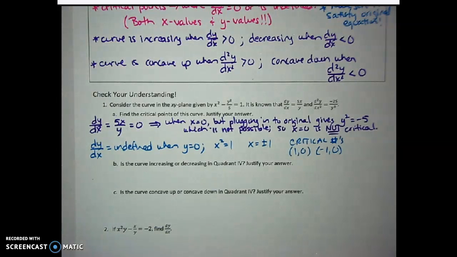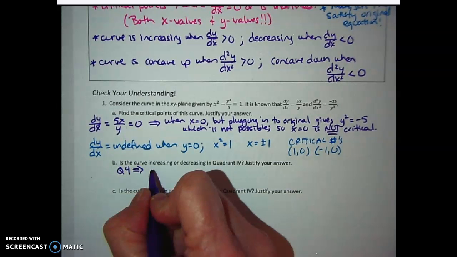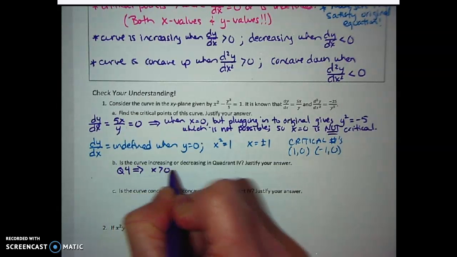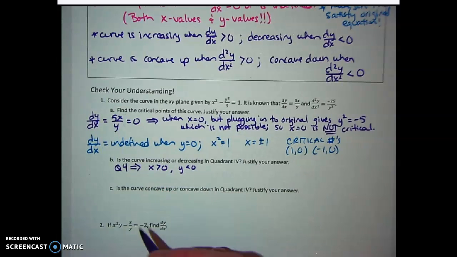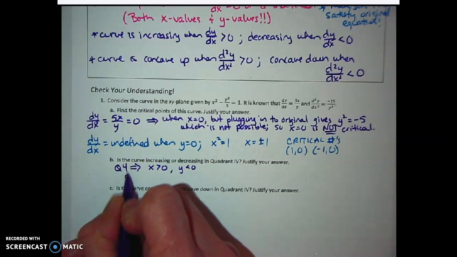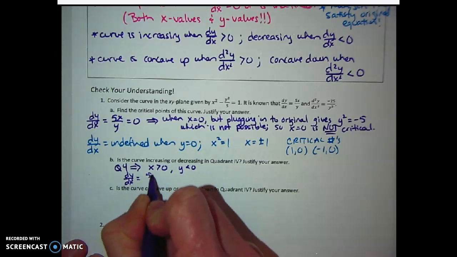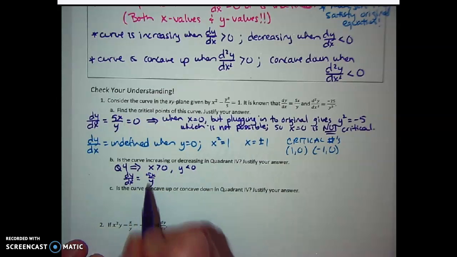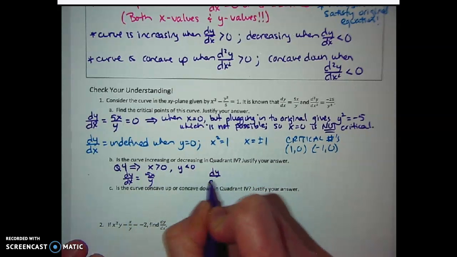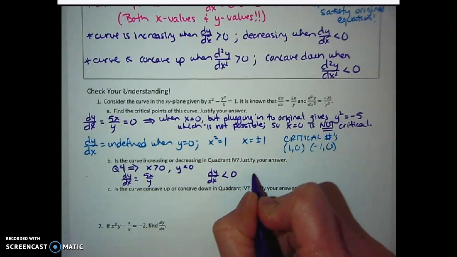All right, is the curve increasing or decreasing in quadrant 4? How do we determine that? Let's think about what's going on in quadrant 4. In quadrant 4, we know that my x value is positive and my y value is going to be negative. And when we're talking about increasing or decreasing, we're thinking about our first derivative. In this case, we're looking at 5x over y. So in our fourth quadrant, if my x is positive and my y is negative, then my first derivative is going to be negative, which means that my curve is decreasing.